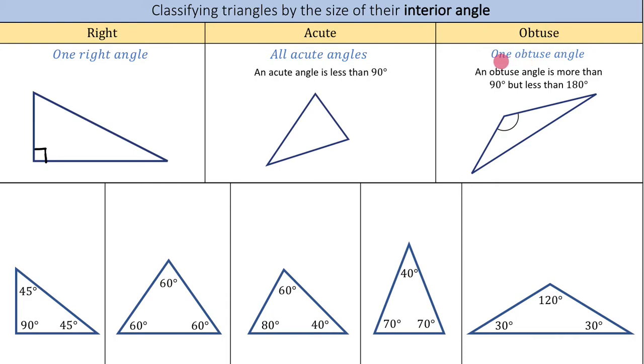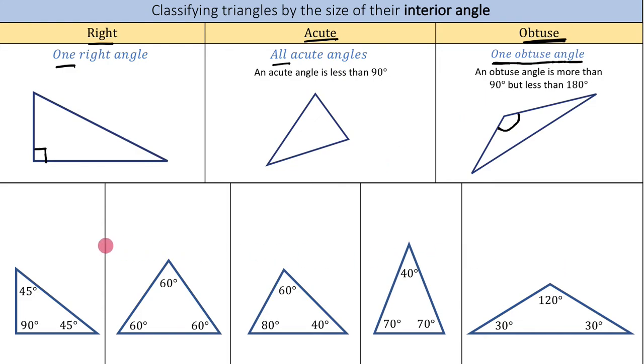Now an obtuse triangle has one obtuse angle. And an obtuse angle is more than 90 but less than 180 degrees. As you can see here, this angle right here is greater than 90 degrees. And it just needs one of them. If it has one angle greater than 90 degrees, we call it an obtuse triangle. So this is really important: if you have a right angle triangle, it just needs one right angle. If it's an acute triangle, they're all going to be acute angles. And if you're dealing with an obtuse triangle, it's only going to have one obtuse angle.